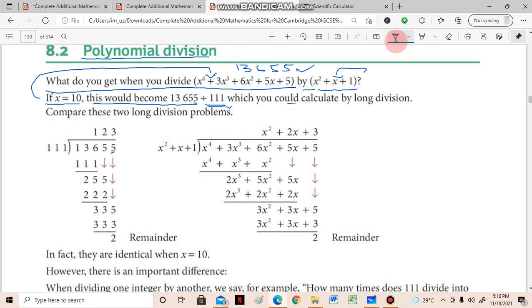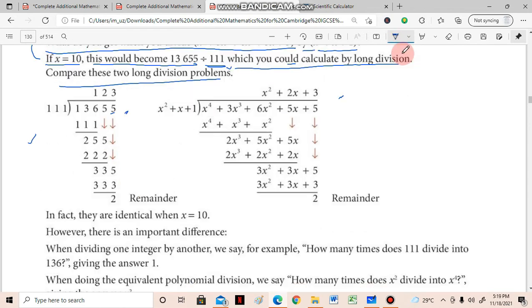Moving on, they are saying which you could calculate by long division. So we all know that yes, we can divide this by long division. They have even shown you over here. Now they're saying compare these two long division problems. Now I know you might have a question in mind: we all know how to divide these numbers obviously, but how did they divide x to the power 4 plus 3x cubed plus x squared plus 5x plus 5 by this? This is what we are going to study in this chapter, and I'm going to explain exactly how to divide two functions like these as we move forward.